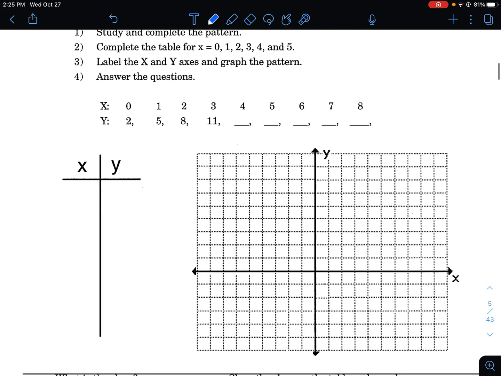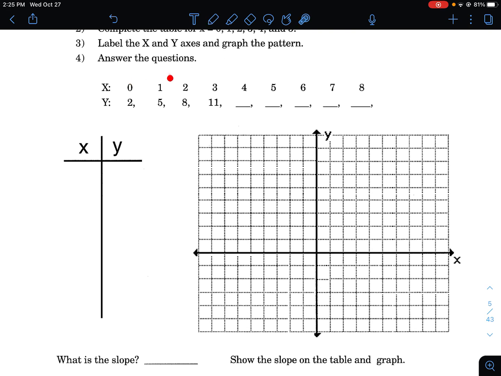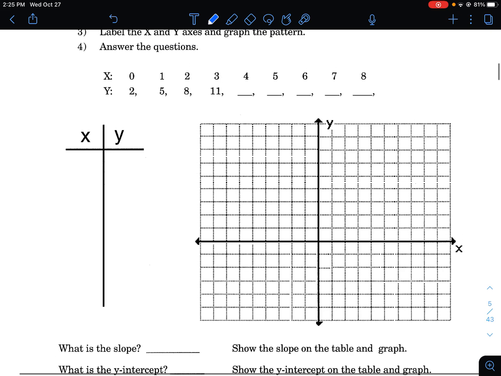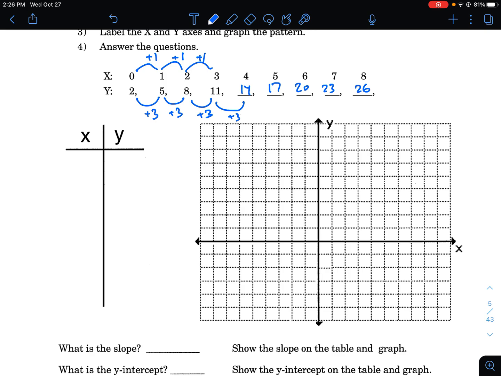In this one, we do not have any box patterns. We just have number patterns. So x seems to be just increasing by 1 every time. Y, on the other hand, is 2 to 5, 5 to 8. I think it is increasing by 3 every time. So we can assume that this increases by 3 as well, which should get us 14. And afterward, 17, then 20, then 23, then 26, I believe.